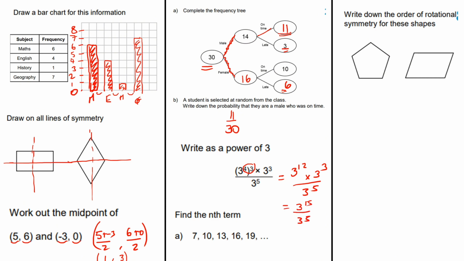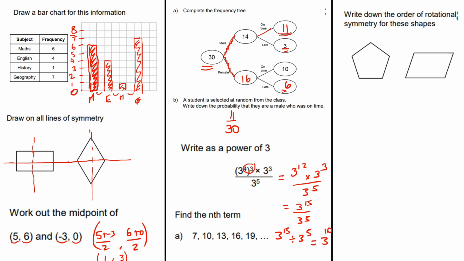And this is division. So 3 to the 15 divided by 3 to the 5, which I can just write down like this. 3 to the 15 divided by 3 to the 5. When you're dividing, you subtract the powers, and that's going to be 3 to the 10. And we're writing it down as a power of 3.